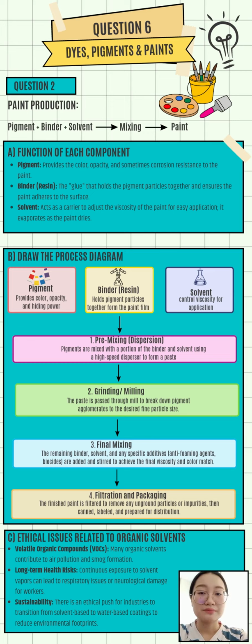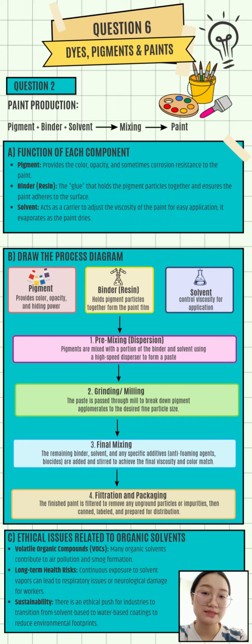B is the process diagram. Firstly is pre-mixing, where the pigment is mixed with a binder and solvent. Second step is grinding or milling, which needs to pass through a mill to break down the pigment into fine particle size. Third is final mixing, which is needed to achieve final viscosity and color match. Lastly is filtration and packaging, where impurities are removed and then it is labeled and canned.